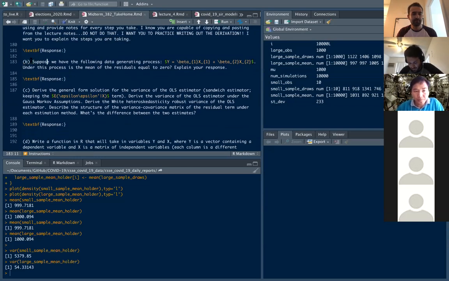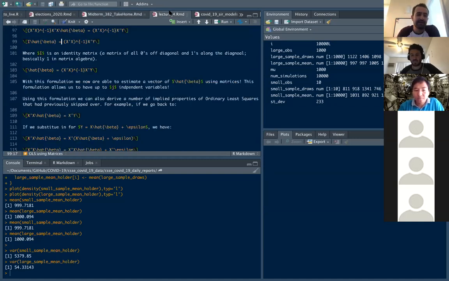Part B. Suppose we have the following data generating process, y equals beta 1 x1 plus beta 2 x2. Under this process, is the mean of the residuals equal to 0? Explain your response. What do you guys think? I think it will not be 0 because we don't have any intercept in that model.